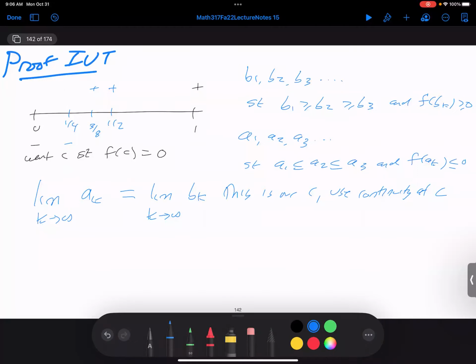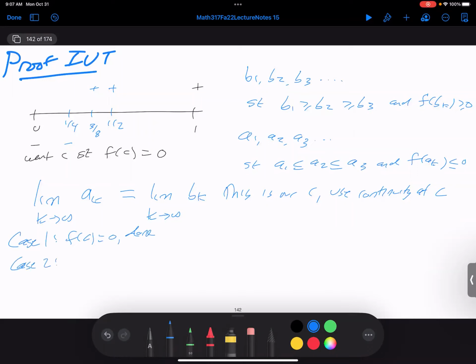So there are 3 possibilities for the value of C. What are the 3 possibilities for the value of C? Zero. What else? Nope. So there are 3 possibilities. F of C could be 0. What are the other possibilities? It's going to be very general. One possibility is it's 0. Another possibility is it's positive, and the other possibility is negative. So case 1, F of C equals 0, done.